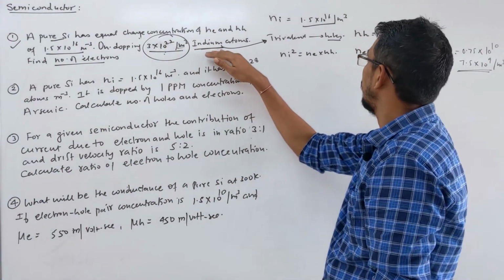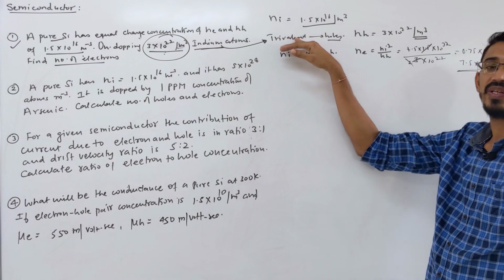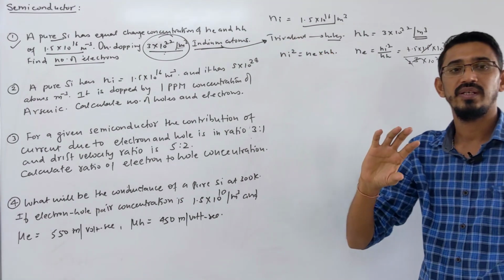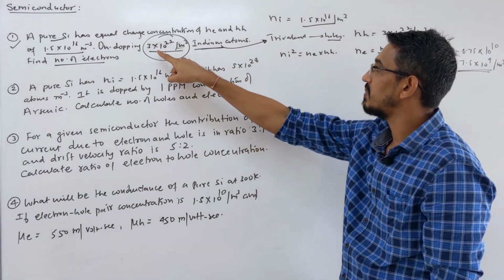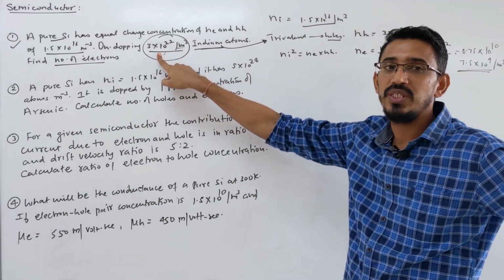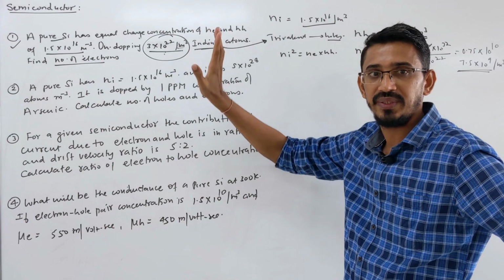We are doping with indium, which is trivalent. Trivalent means we will make a P type semiconductor, which means the number of holes will obviously be more. This much number of atoms we have doped, so this much number of holes will be generated, correct?